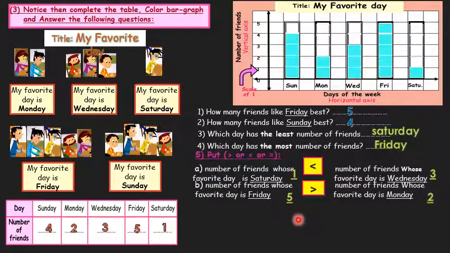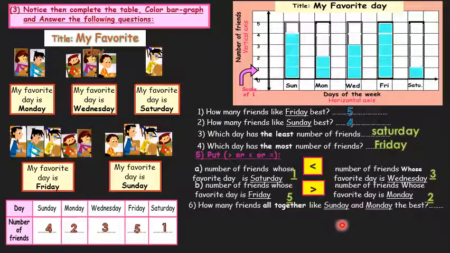Okay, second, how many friends like Sunday? 4. And how many friends like Monday? Where is Monday? 2. So I will write here 2. So what is the answer? 4 plus 2 equals what? Let's count after 4. I put 4 in my mind and 2 on my fingers, and I will count after 4, 5 and 6. So the answer will be 6.